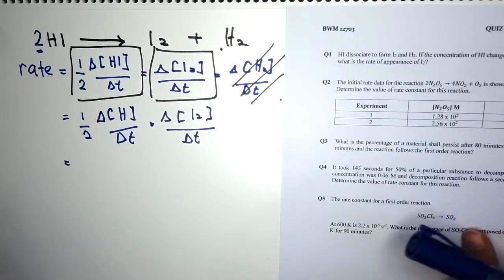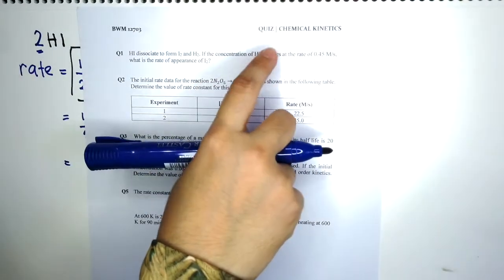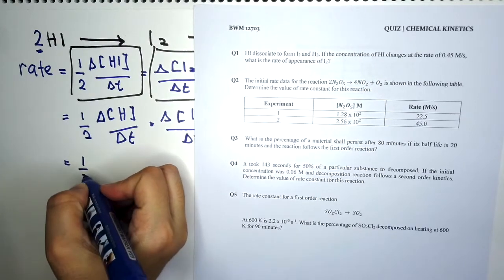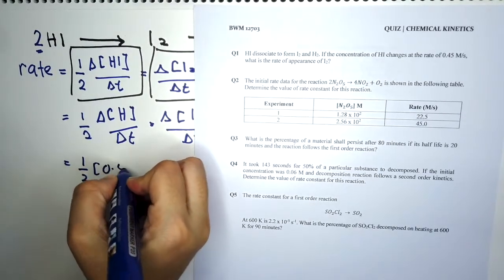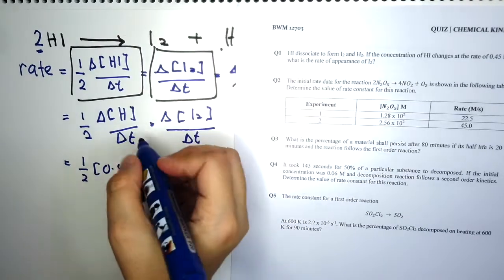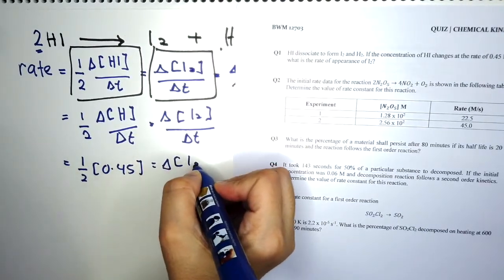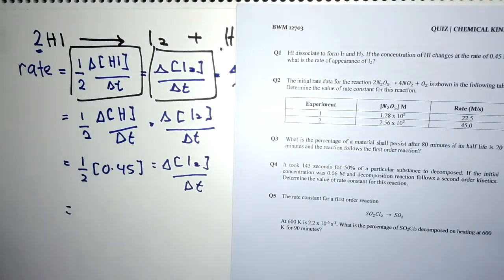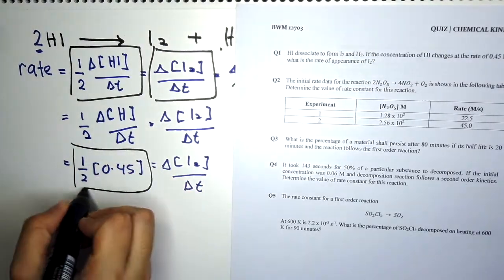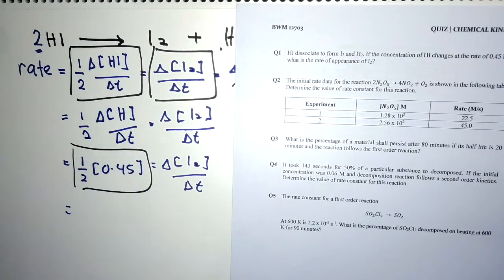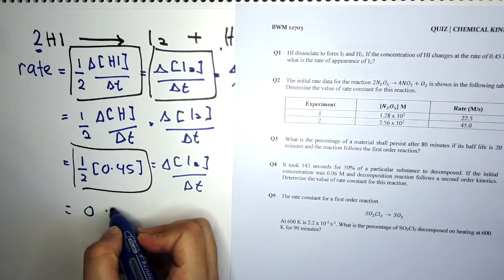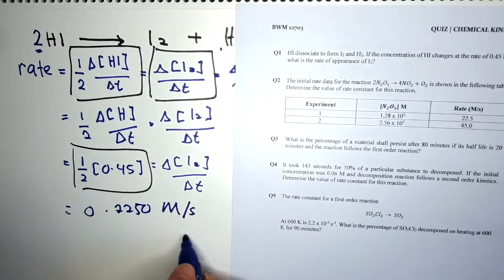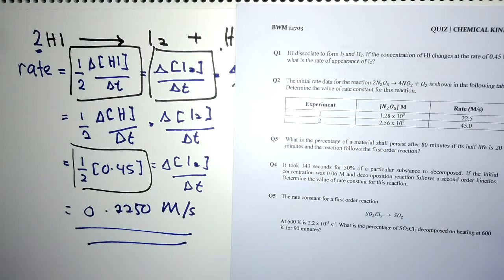Whereby in the question it states here that the concentration of the HI is 0.45. So 1/2 times 0.45 is equivalent to delta iodine over delta t. So you just have to press your calculator to find the value of this. You will get 0.2250 molar per second. So this is your final answer for the first question.